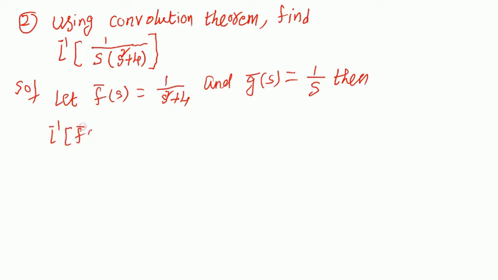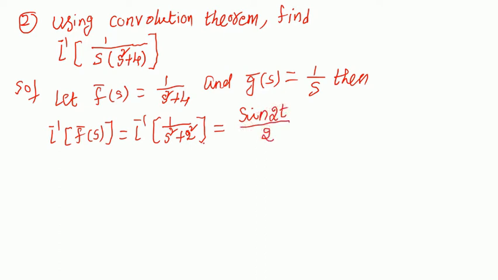So L inverse of f bar of s means L inverse of 1 by s square plus 4. 4 can be written as 2 square. So this is in the form of L inverse of 1 by s square plus a square. So what is the formula? Sin at by a. Here what is a? A means 2, na? So sin 2t by 2 we can get.